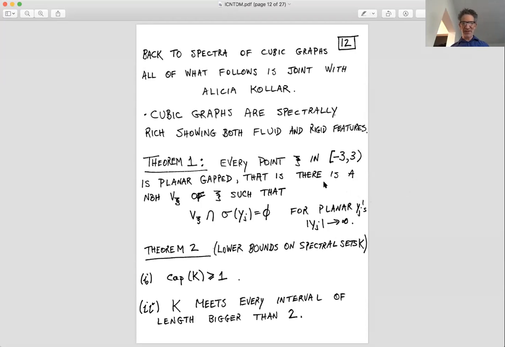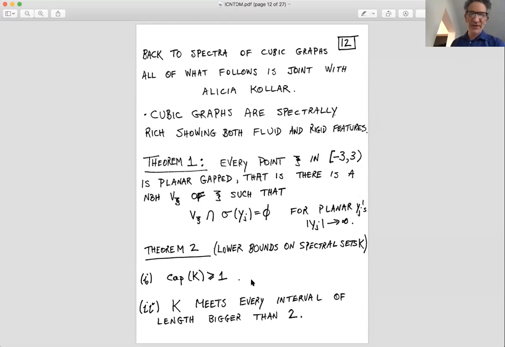Anyway. So with planar graphs, you can't gap at 3, but we're not saying we're gapping at 3. If you take a point slightly less than 3, we'll be creating a very tiny neighborhood about there. So it's kind of subtle. So that's the good news. We can gap any point.